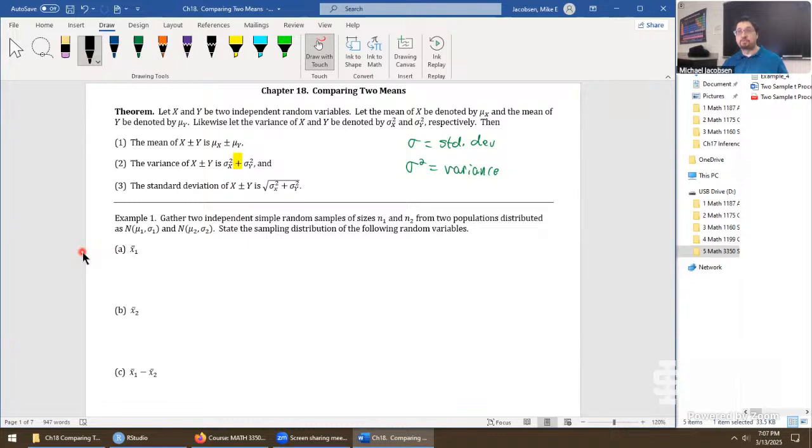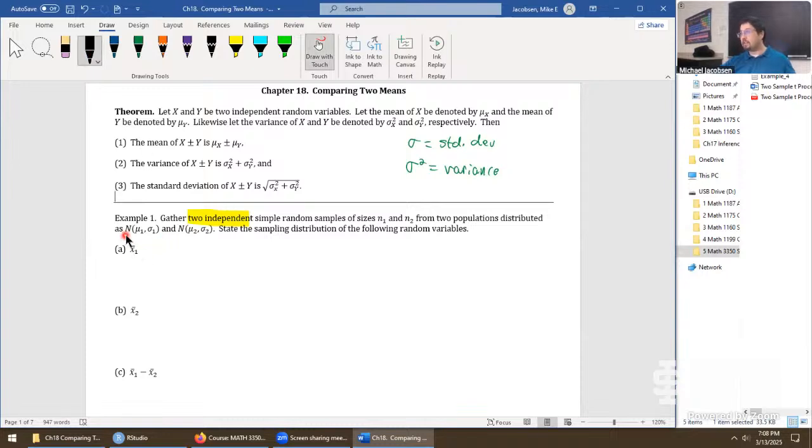Now, here's what we're going to do on this problem. It says gather two independent. This is the essence of this section. We have two independent simple random samples. Sample sizes go n1 and n2 from two populations distributed normally. We can weaken that through robustness, but we're going to just start by saying they are normally distributed. We want the sampling distribution of the following random variables.